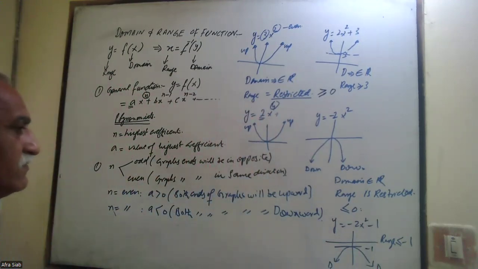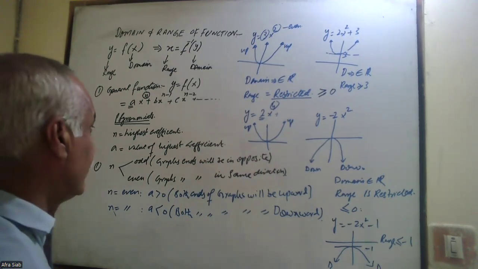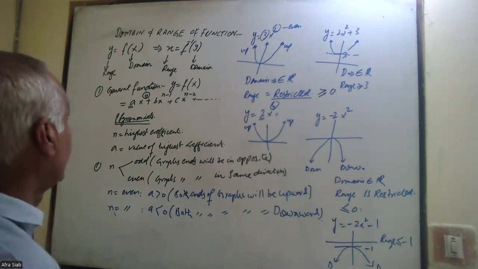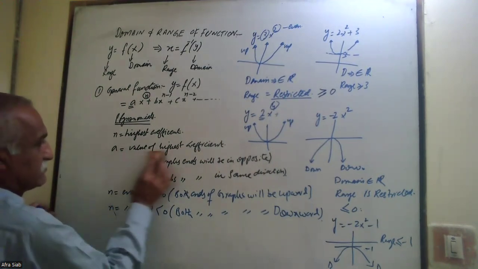So this is the concept about general polynomials when the highest power is odd or even and the coefficient of the highest power is either positive or negative. This is the way you can find the domain and the range. And now the second case we are going to define here.